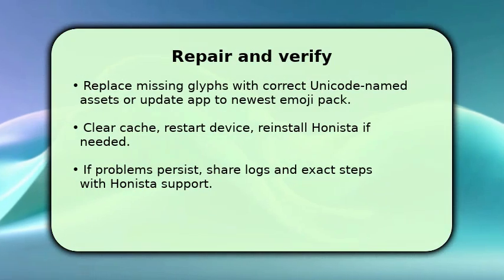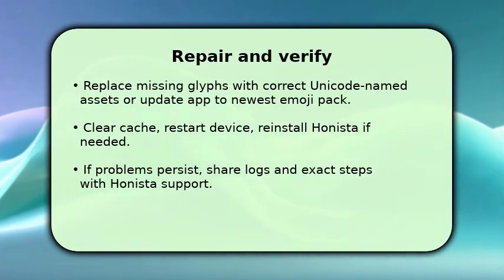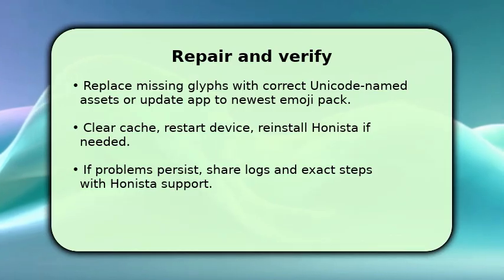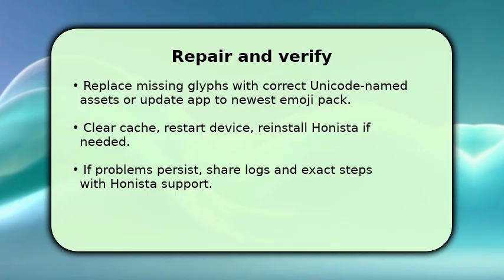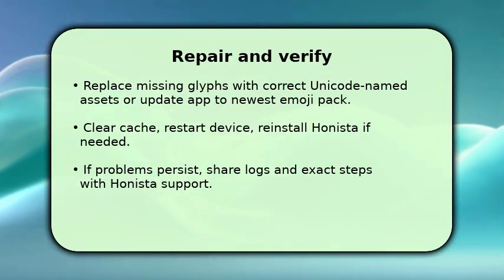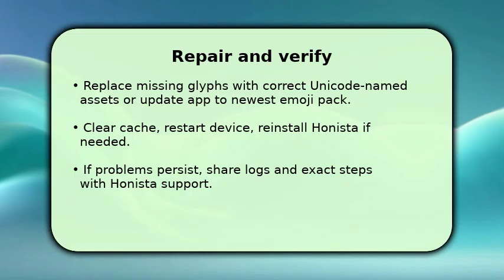You will repair by adding or renaming emoji assets to match Unicode code points the system expects. Follow app asset naming conventions precisely. If Honista uses a bundle update, apply the latest emoji pack or patch the asset map, then clear the app cache, force quit, and restart your device to flush font caches.